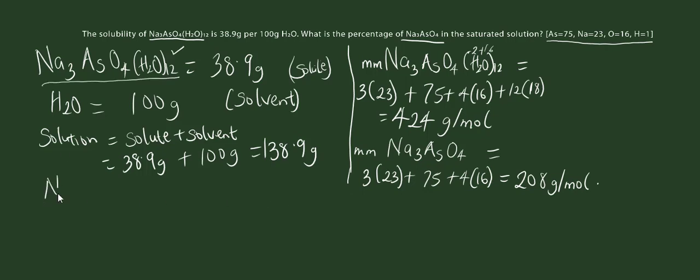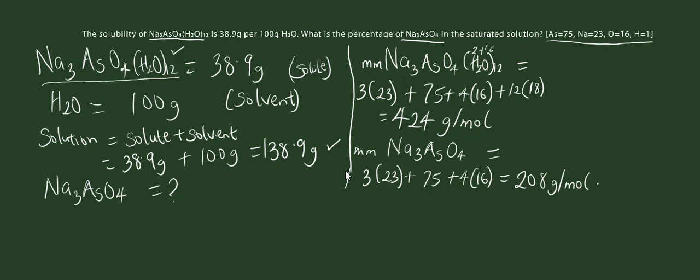Now, Na3AsO4, its mass is not given, is it? No, it's not. Okay, so we have to find that. The reason we need to find that is we are looking for its percentage in the saturated solution, and for us to know the percentage of the sodium arsenate salt, we have to know its mass. All right, good.